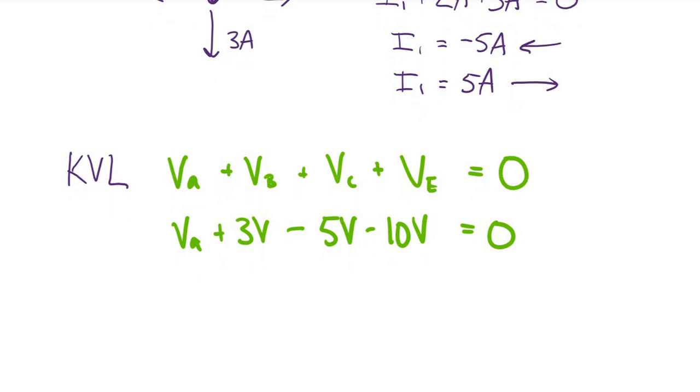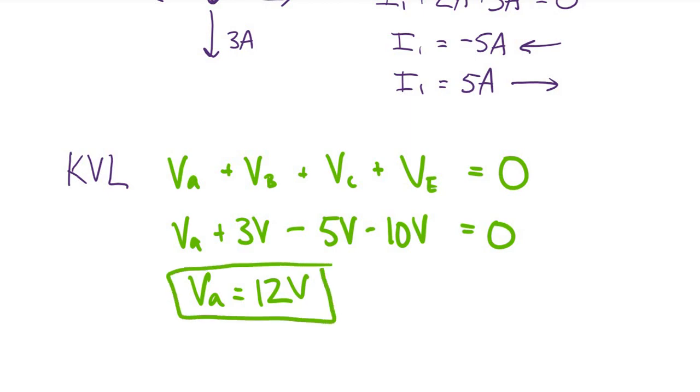And solving for VA, we get that VA is equal to 12 volts. So because that's a positive number, we were right in our assumption that VA is a source. Had we gotten a negative number here, we would know instead that VA is a sink that is dissipating power from the circuit.